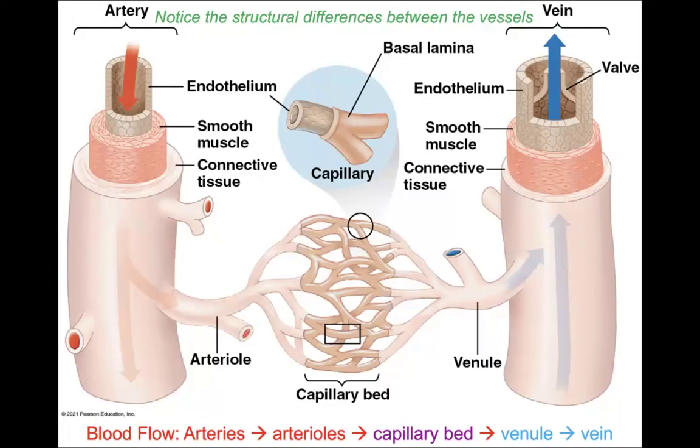In this diagram, note the structural differences between the different types of vessels: arteries, veins, as well as capillaries. In general, blood will flow from arteries that will then branch into arterioles. These arterioles will then extensively branch to form capillary beds that are typically embedded within the tissues or organs. After the blood flows through these capillary beds, it will then be collected in venules that will then collect in the veins. Veins are responsible for returning the blood back to the heart.